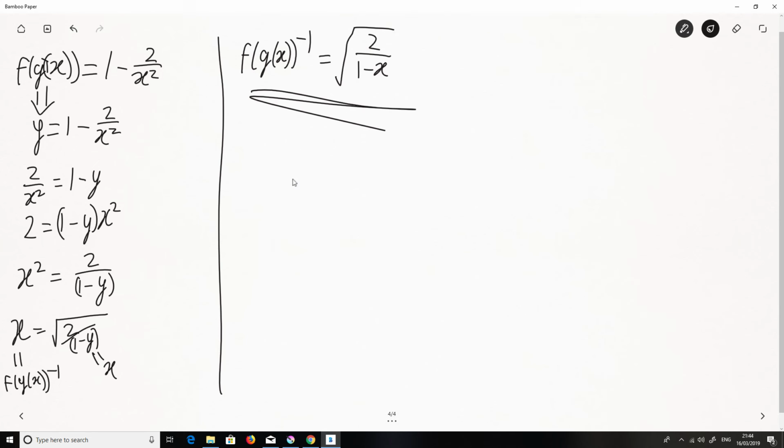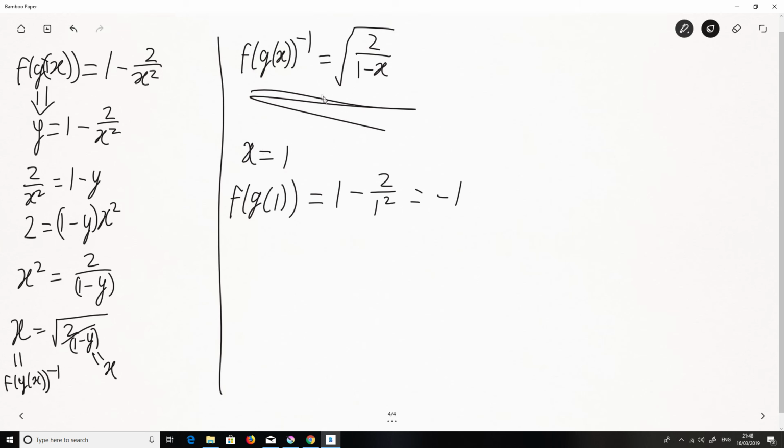So again, that's our final answer, but if we just want to check it, we'll substitute in a value. So let's say, if we take, for example, x equals 1, and we substitute this into f of g of x, so f of g of 1 is equal to 1 minus 2 over 1 squared, which equals minus 1.